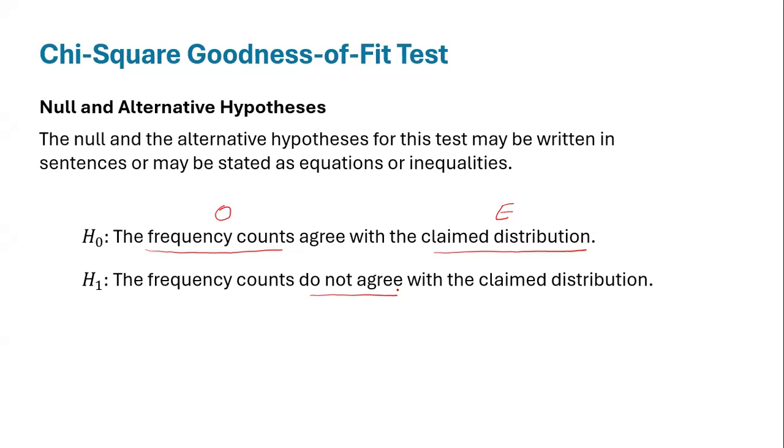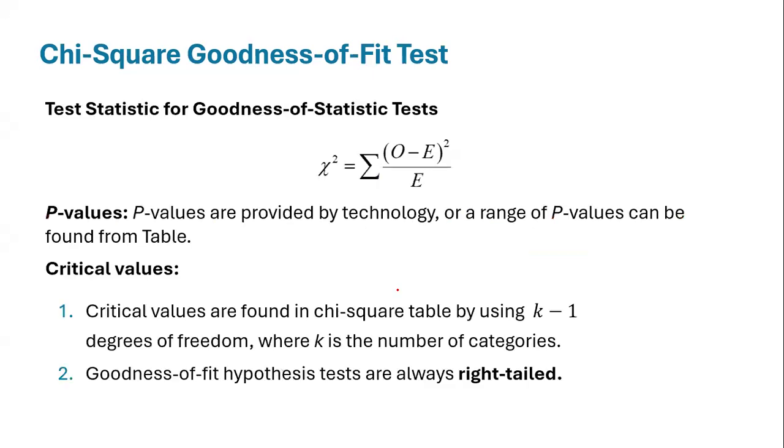We can also say that the observed frequency fits a uniform distribution. And uniform distribution means all the expected frequencies are the same. And after finding the null and alternative hypotheses, we need to find the test statistic.